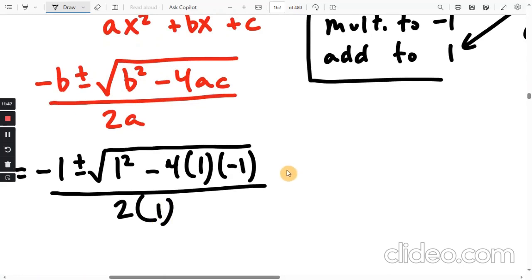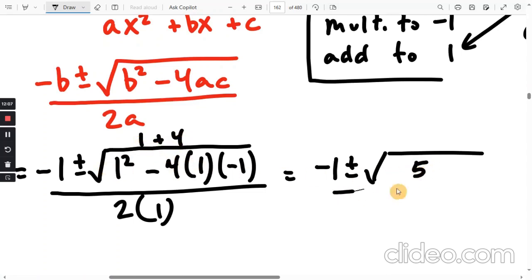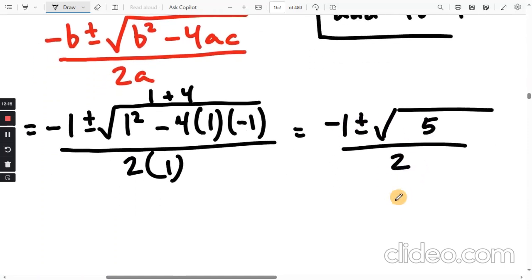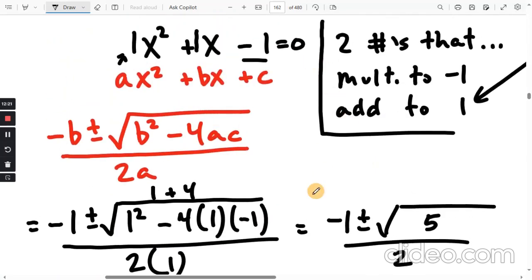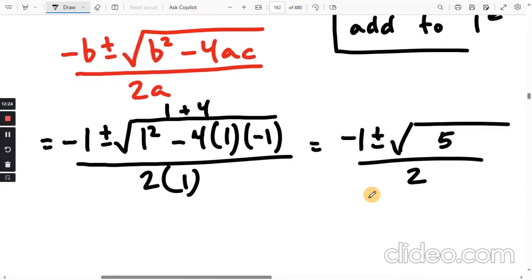All right, so we have negative 1 plus or minus. Let's see. 1 squared is 1. Negative 4 times 1 times negative 1 is going to be positive 4. So 1 plus 4 under the radical gives us 5. And that's divided by 2 times 1. So it's negative 1 plus or minus radical 5 over 2. So we set this equal to 0. Since these are the zeros, it's going to be x minus each one of those numbers.